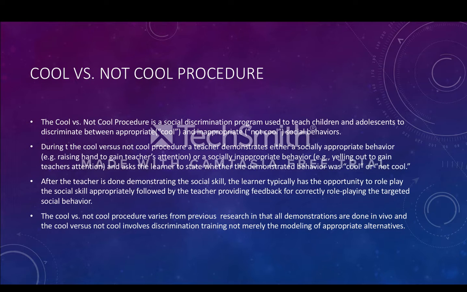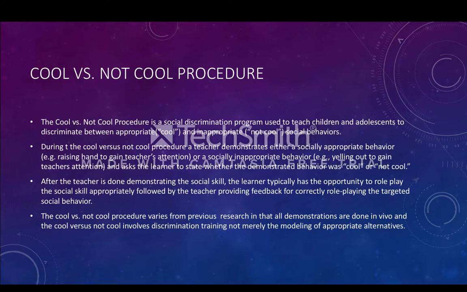This procedure requires discrimination. It requires the child to tell you the difference. They watch a short video clip or an in vivo live action and tell you if what happened was cool or not cool. So the teacher will demonstrate either a socially appropriate behavior, or a not cool, inappropriate behavior, like yelling out to gain a teacher's attention, and then asks the child if it was cool or not cool, and the child needs to tell you, and that gives you some valuable information.